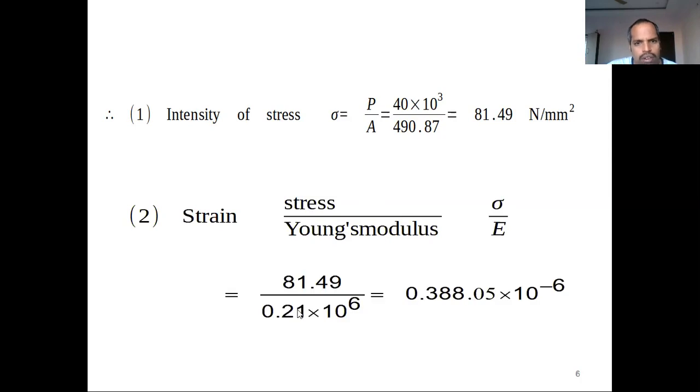Right? So strain is equal to stress, which we have already calculated, and Young's modulus is already given in the problem. So use it and calculate the strain. It is 0.388 or 388... No, it is 388.05 into 10 to the power of minus 6, because 81.49 divided by 0.21 means 388.